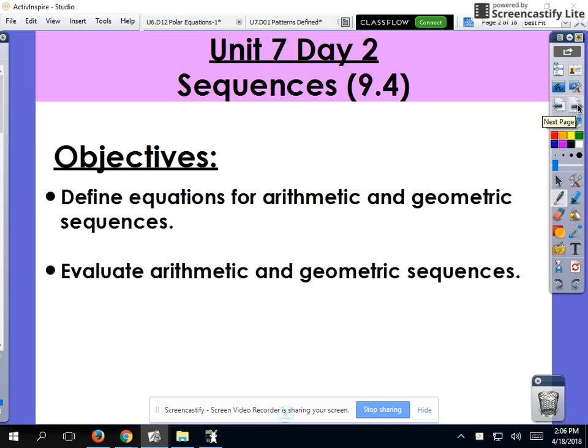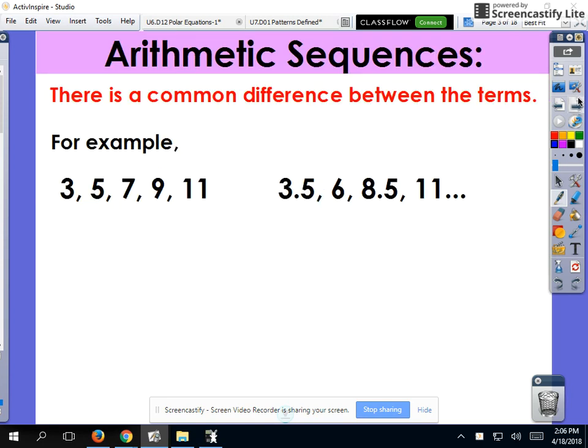All right, for today, our 2 objectives are to define equations for arithmetic and geometric sequences. Everyone say arithmetic. Good work. Arithmetic is the way to say it. I'm not sure why. I want to say that it's an adjective instead of a noun. Noun is the subject that your great-grandparents took in school. And then we're also going to evaluate arithmetic and geometric sequences.